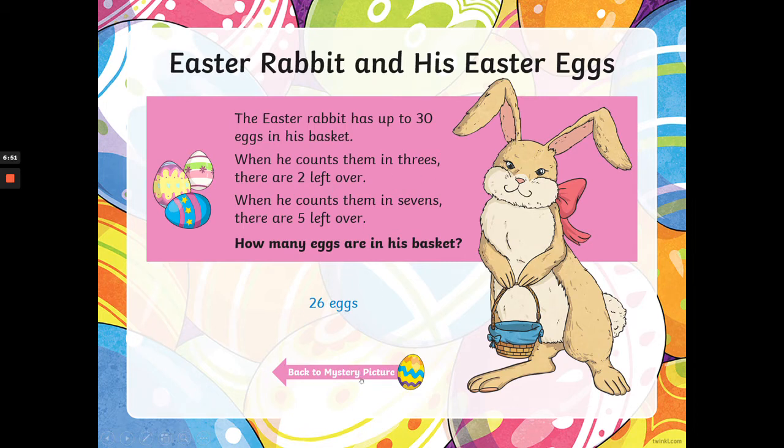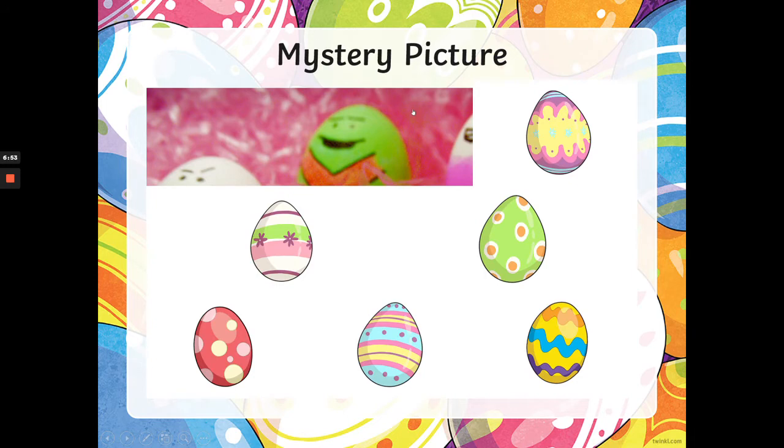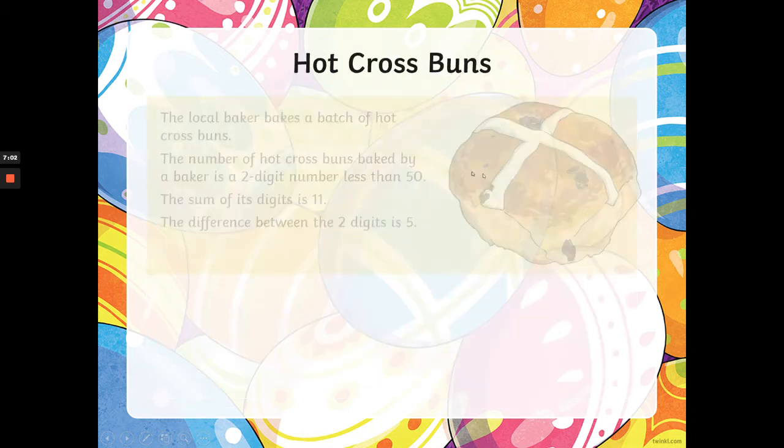So let's go back to the mystery picture. Whoa, look at that thing there. Okay, so if we've got any idea what it is at the minute, they look like some really kind of weird egg-shaped objects. All right, so let's do the next one.